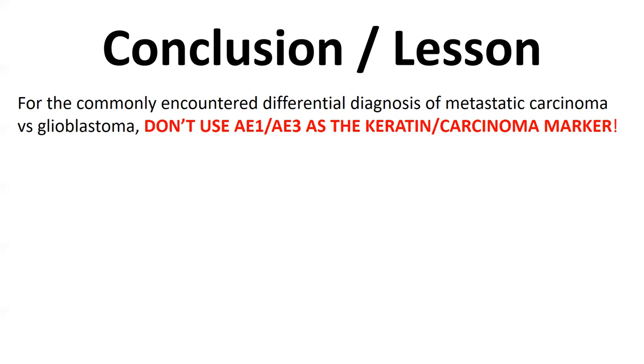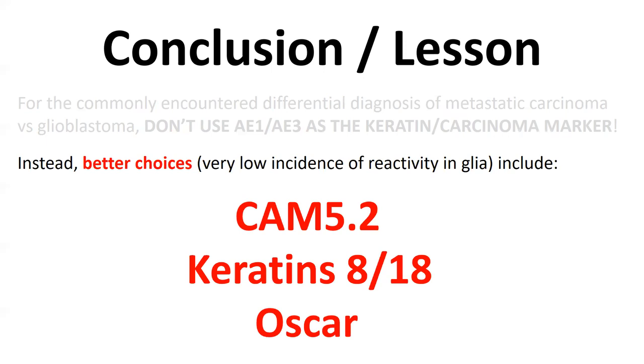All right. What we're addressing here is: don't use AE1/AE3 as the marker, or you may go down the road and call it metastatic carcinoma. Instead, better choices are CAM 5.2, absolutely, or you can use Keratins 8/18. The cocktails, or Oscar. Oscar is actually a very good alternative to AE1/AE3.